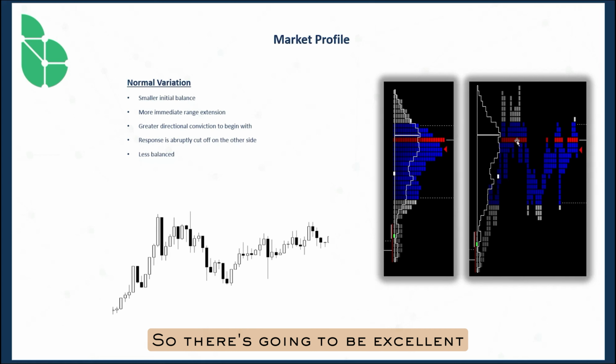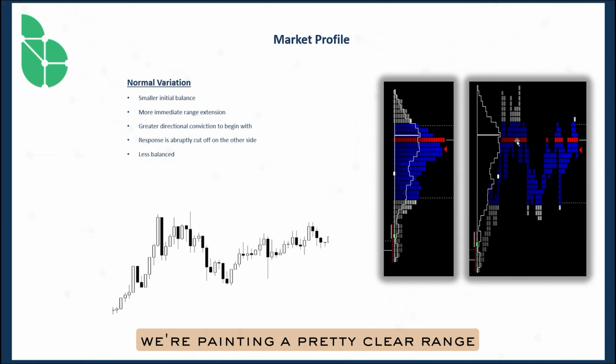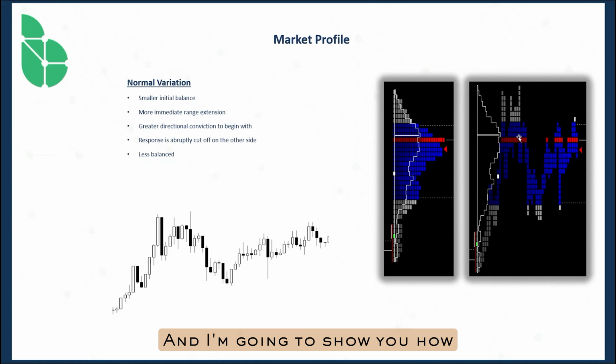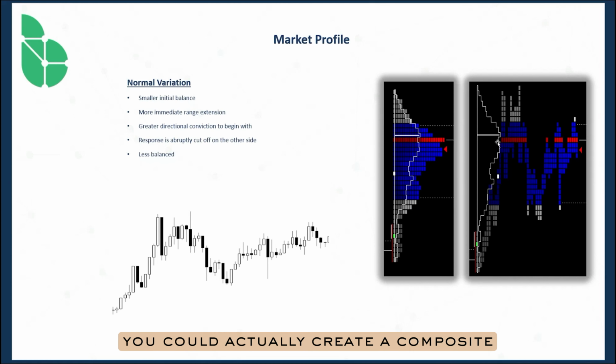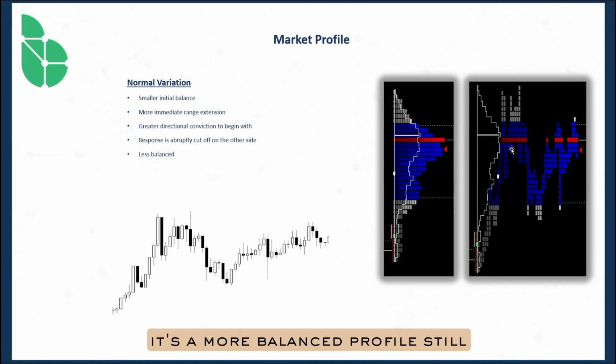Again, there are going to be excellent trades that we could take when we have multiple days like this lining up in a row, or multiple days of a normal profile, normal variation. At that point, we're painting a pretty clear range or pretty clear bracketed profile. And I'm going to show you how, if you're using something like Sierra, you could create a composite when you have a bunch of these, so that you could define a composite high, low, point of control, and so forth. So normal variation, again, is a more balanced profile still.